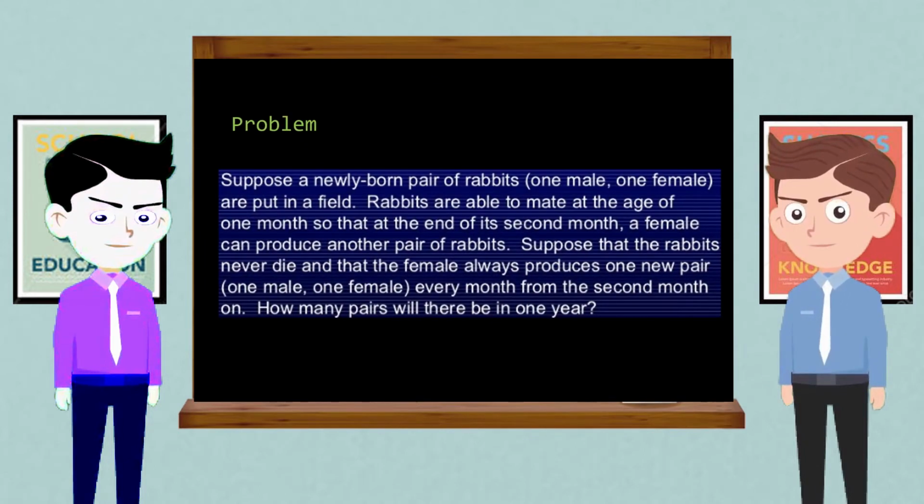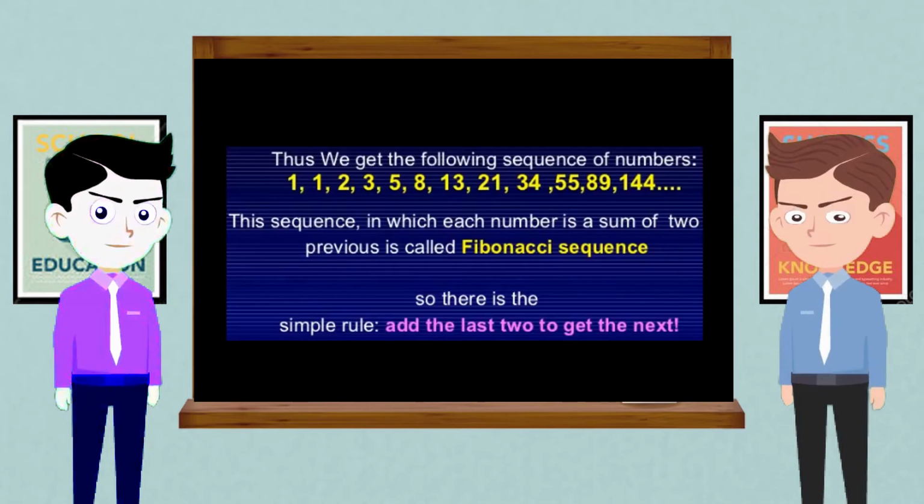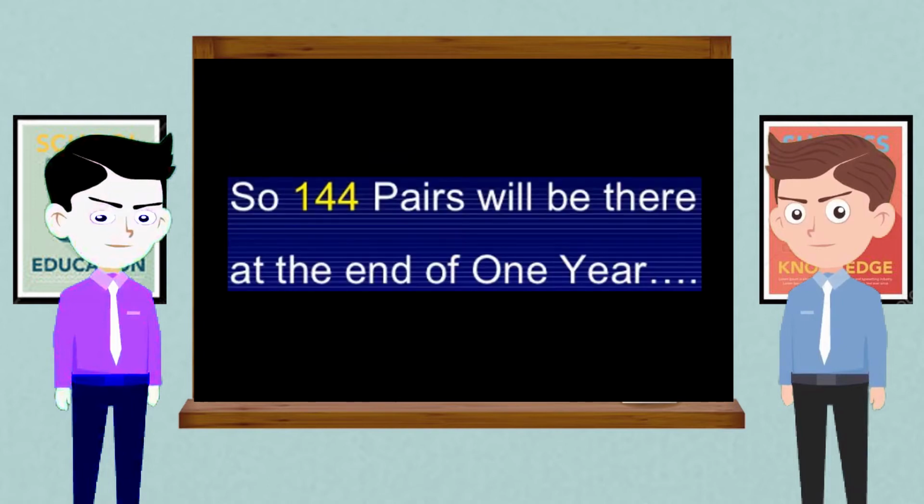It goes like this. Suppose a newly born pair of rabbits are put in a field. Rabbits are able to mate at the age of 1 month so that at the end of its second month a female can produce another pair of rabbits. Suppose that the rabbits can never die and the female always produces one new pair every month from the second month on. How many pairs will there be in 1 year? Thus we get the following sequence of numbers: 1, 1, 2, 3, 5, 8, 13, 21, 34, 55, 89, 144. This sequence, in which each number is a sum of the two previous, is called the Fibonacci sequence. So 144 pairs will be there at the end of 1 year.